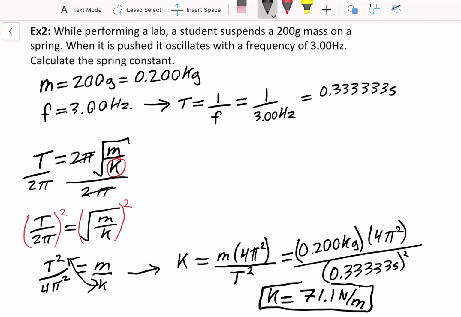Keep in mind our number of significant digits here. We've got 3 digits there, 3 digits here, so we want 3 in our final answer as well.